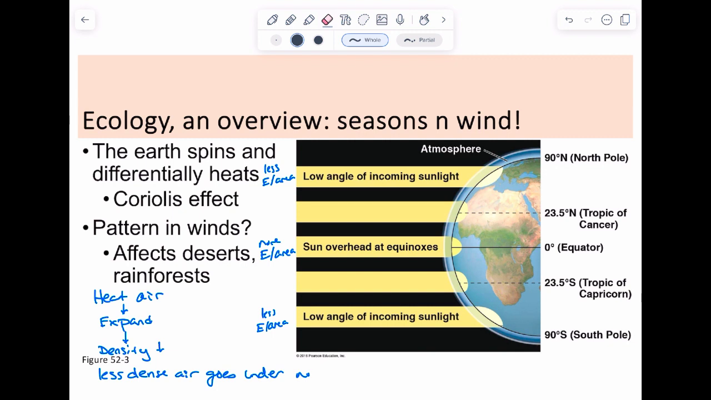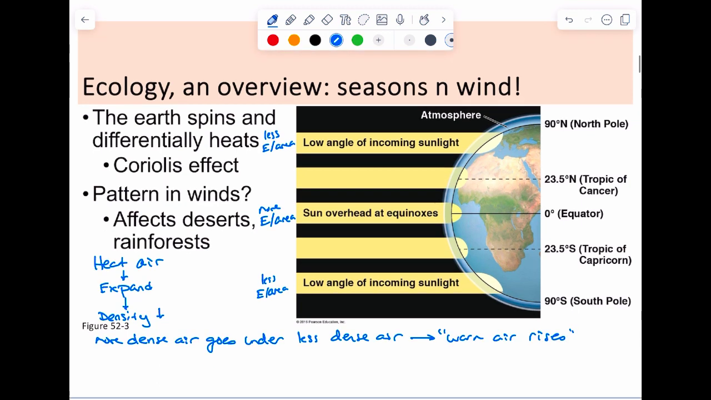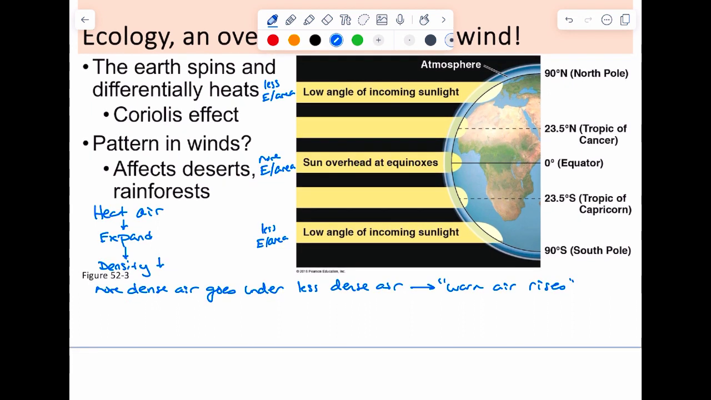Not less dense, more dense. And the result is warm air rises. So when you say warm air rises, that's not true. It's actually shoved up. Which seems a little strange to say it that way, but that's what it is. So what do we notice? The area where we're going to have the most sun hitting it, we're going to get the most shift in all of this. So the result's going to be the air is going to be shoved upwards.